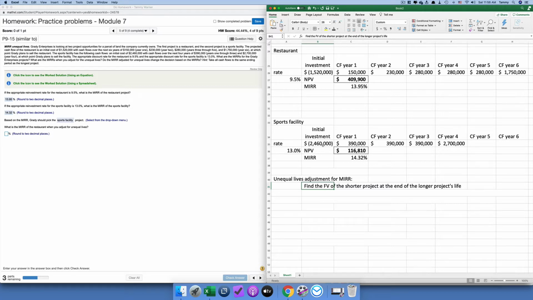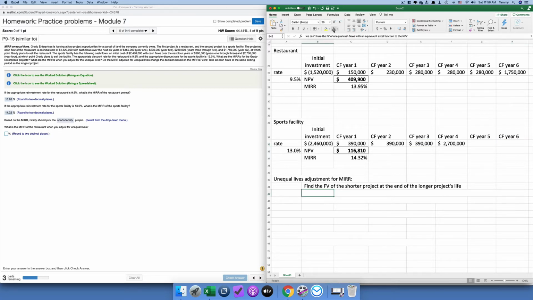So what you need to do is find the future value of the shorter project, of the positive cash flows, at the end of the longer project's life. So you need to take the future value of this cash flow in year 6, and the future value of this cash flow in year 6, etc. All of these future values you need to calculate.